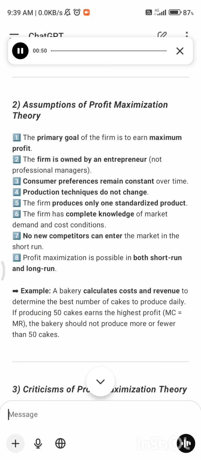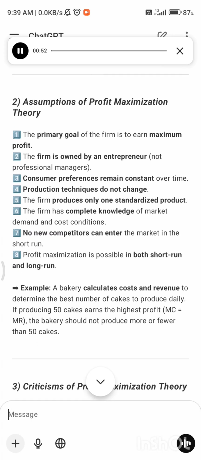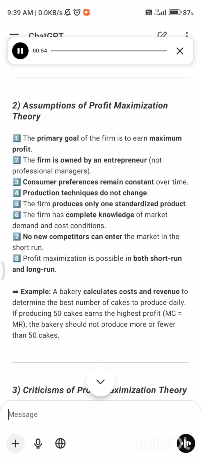2. Assumptions of profit maximization theory. 1. The primary goal of the firm is to earn maximum profit. 2. The firm is owned by an entrepreneur, not professional managers. 3. Consumer preferences remain constant over time. 4. Production techniques do not change.